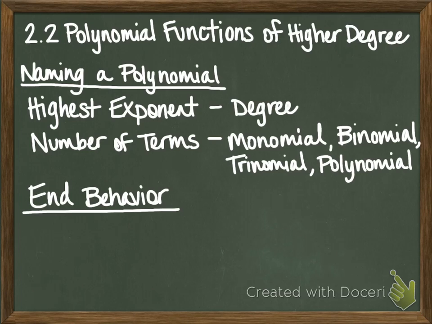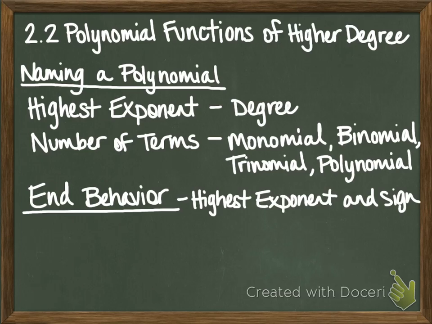Next thing we want to talk about is the end behavior of the graph. And that just means what's happening on the ends of the graph. On the farthest left and right, what is the graph doing? And so you can think about what the arrows would be doing to help you out here. So a way to know by the equation what's happening on the ends of a graph is to look at the highest exponent and the sign of that term. Not the sign of the exponent, but the sign of the term.